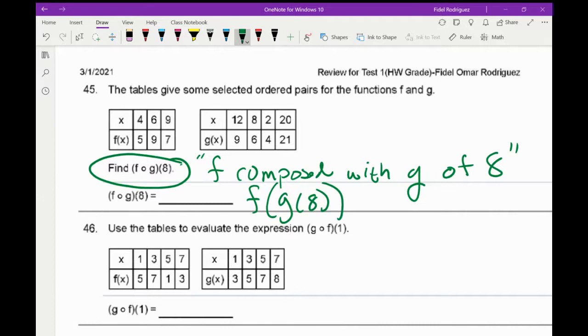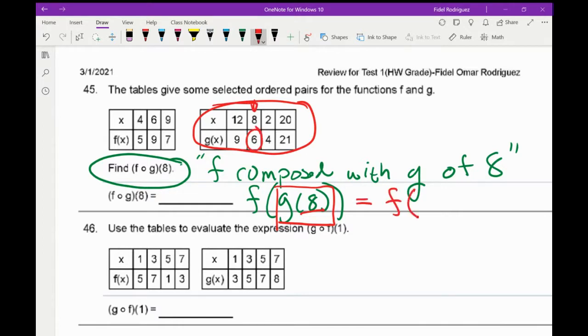Okay, so now the first thing I need to do is just like when you were back in middle school, 8th grade, and you would do order of operations, we've got to start with the inside first. So the inside first says g of 8. What this means is I'm going to look at my function g, and go to when x is equal to 8. So x is equal to 8 right here. The value of g is going to be 6.